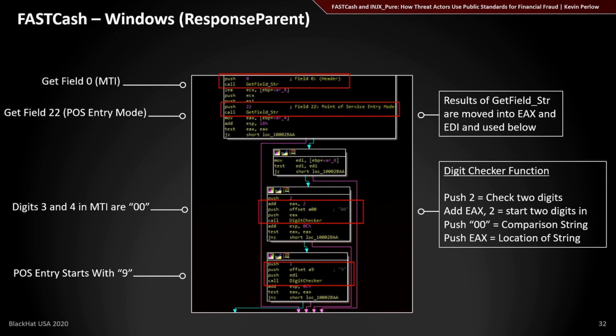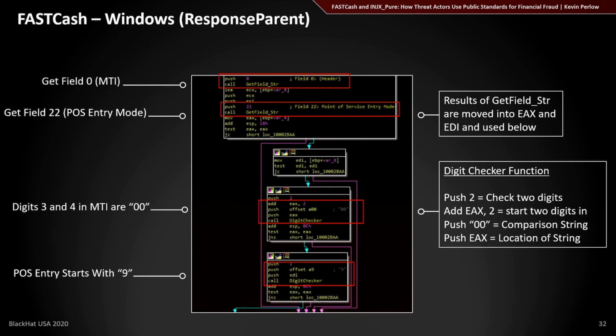It's sort of a new function that was added into this malware. So the response parent is responsible for taking in some additional data and doing some additional checks before proceeding with whether or not to generate a fraudulent response. The response parent has two checks. The first check is that it is going to look for field 0, the MTI, and it's going to check whether or not field 0's third and fourth digit are set to 00.